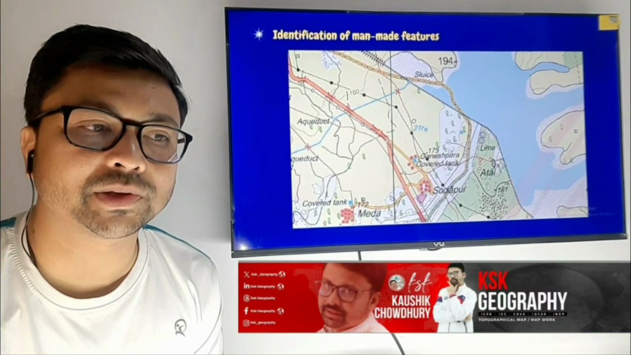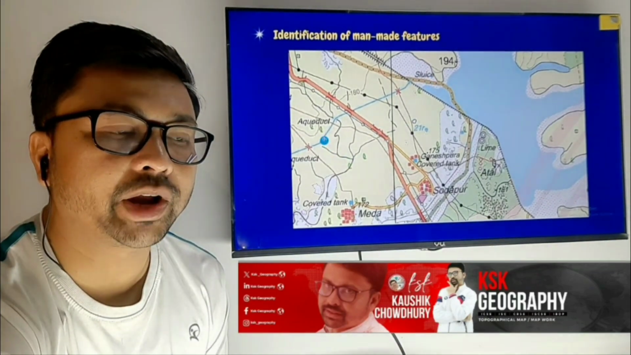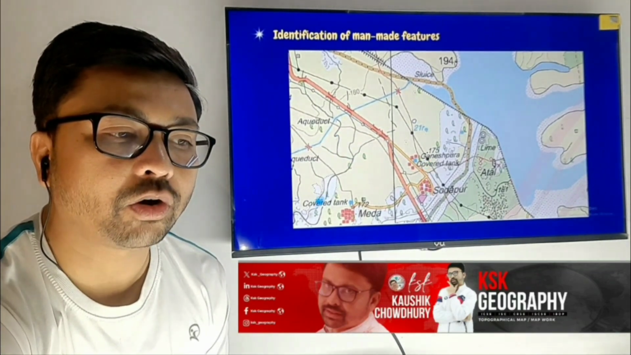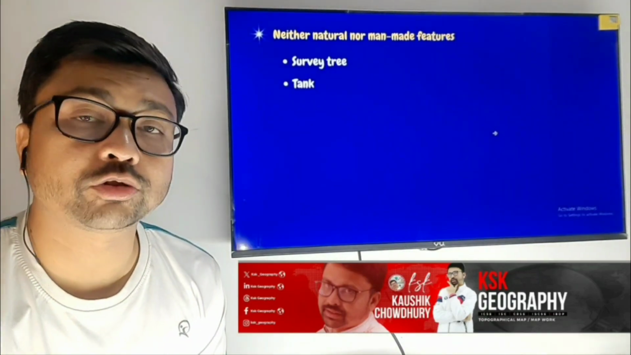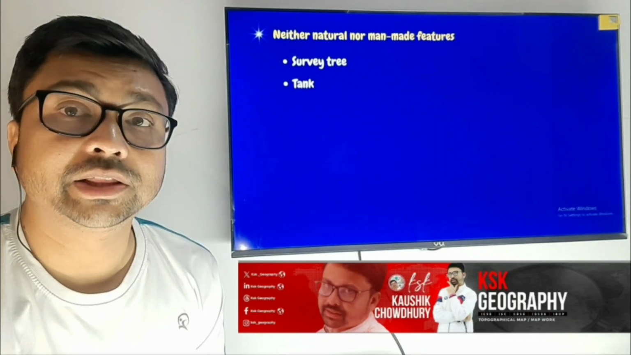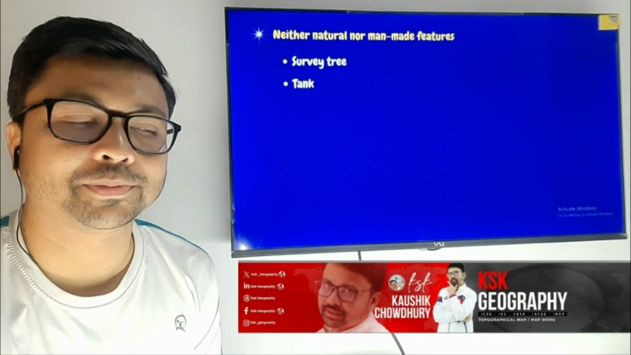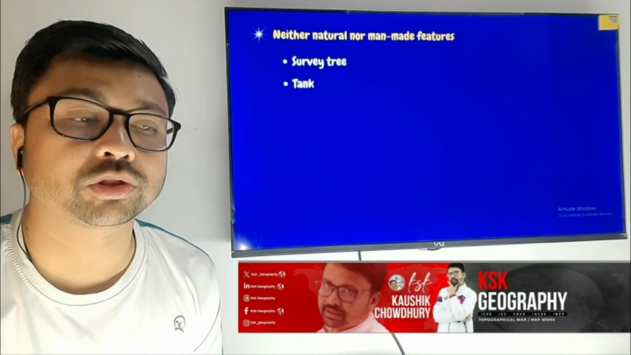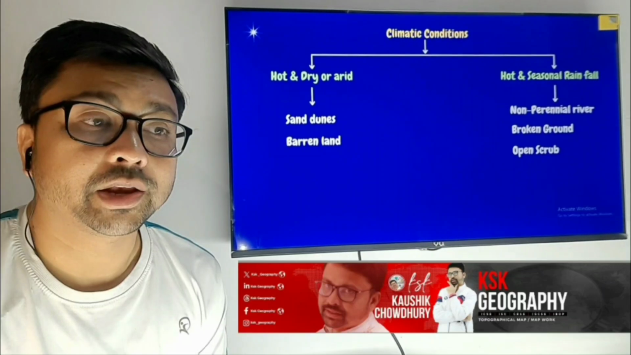Next one, here you can see the man-made features. What are those? Like the sluice. Sluice is a man-made feature. Aqueduct, right, is a man-made feature. Covered tank, those are man-made features, right? Here you need to remember one thing. There are two things, survey station and the tank. These two things will come under neither man-made nor natural features. So you need to avoid those two things when you are writing the man-made or natural features, right?